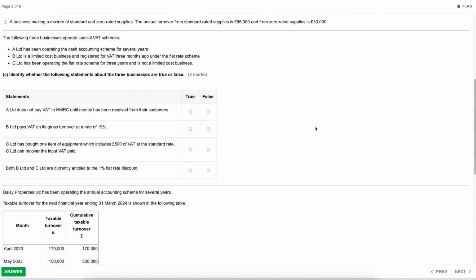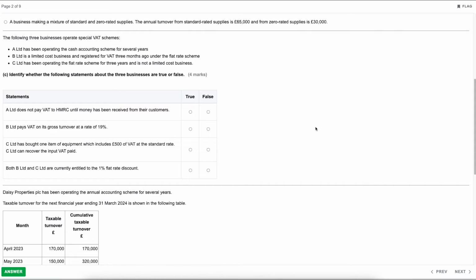Moving down then to part C, the following three businesses operate special VAT schemes. A Limited has been operating the cash accounting scheme for several years. B Limited is a limited cost business and registered for VAT 3 months ago under the flat rate scheme. And C Limited has been operating the flat rate scheme for 3 years and is not a limited cost business. Part C, identify whether the following statements about the three businesses are true or false. 4 marks, so 1 mark for each statement.